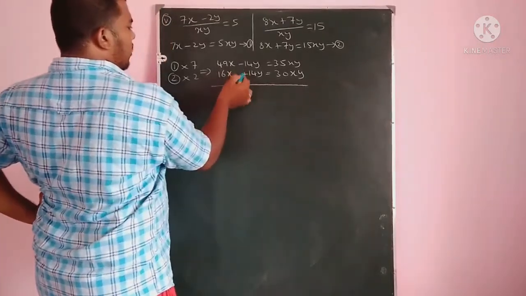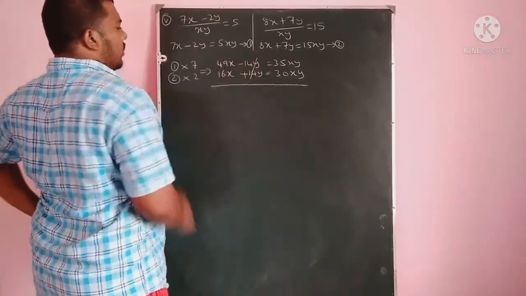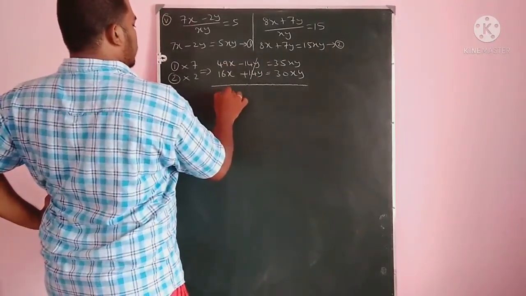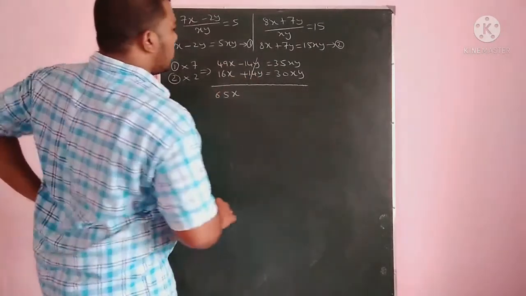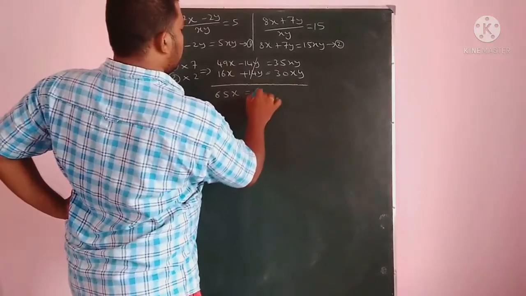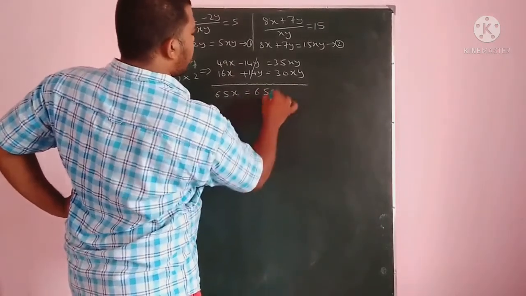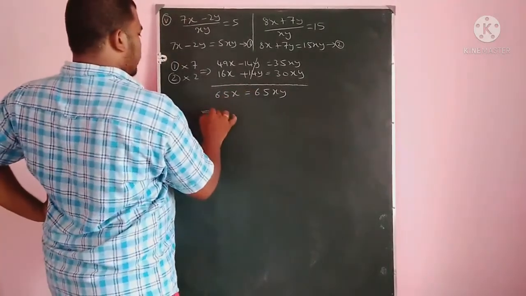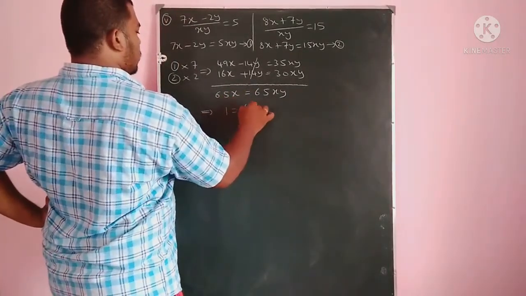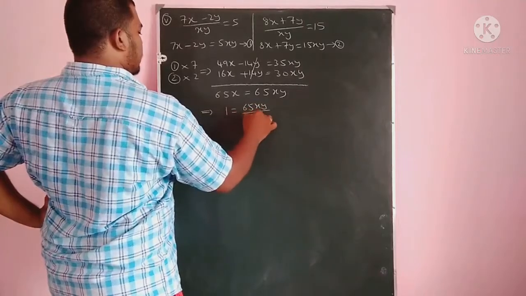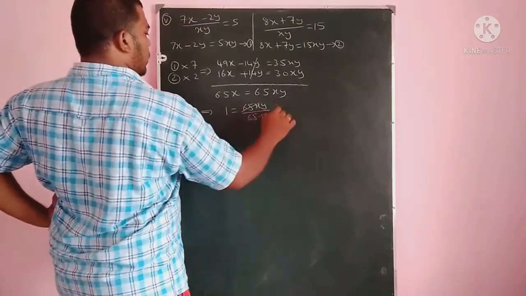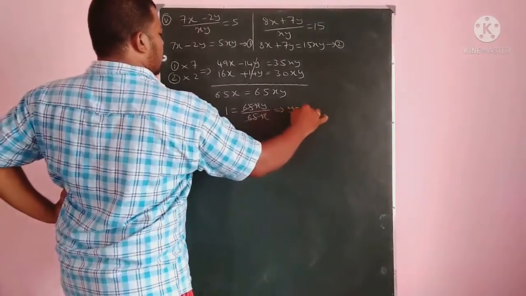Since it is minus and plus, without changing the symbols itself, they will cancel. 49 plus 16, that is 65x is equal to 65xy. So here we can write 1 is equal to 65xy by 65x, transposing the total term. 65 cancels, then that implies y is equal to 1.